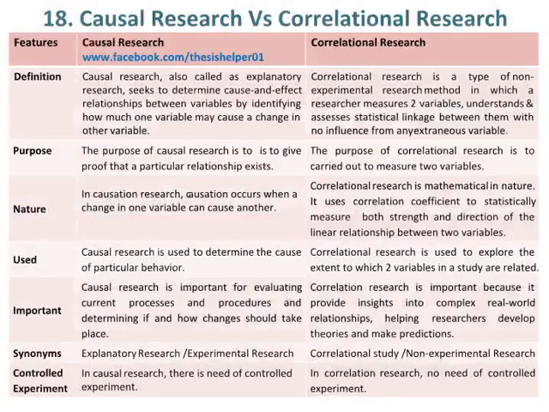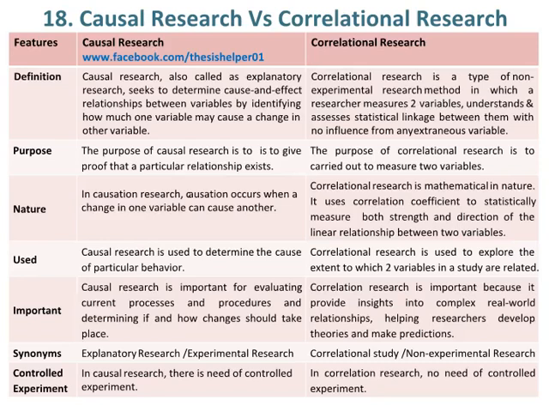Causal research versus correlational research. Causal research, also called explanatory research, seeks to determine cause and effect relationships between variables by identifying how much one variable may cause a change in another variable. Whereas, correlational research is a type of non-experimental research method in which a researcher measures two variables, and understands and assesses the statistical linkage between them with no influence from any extraneous variable.